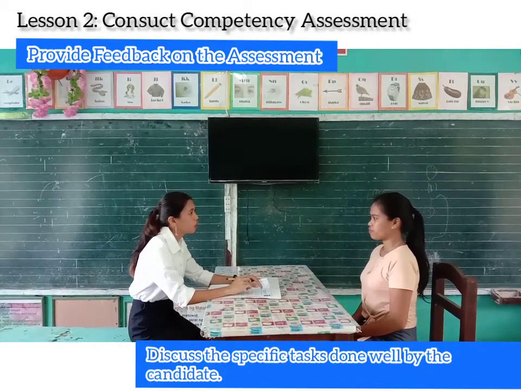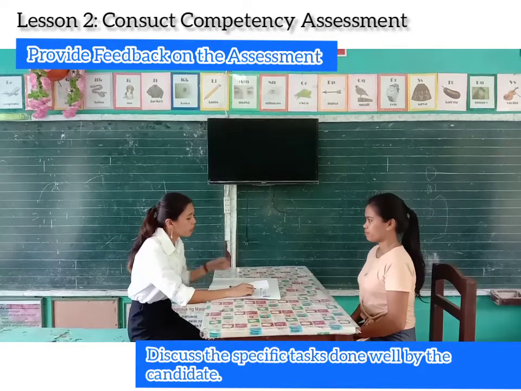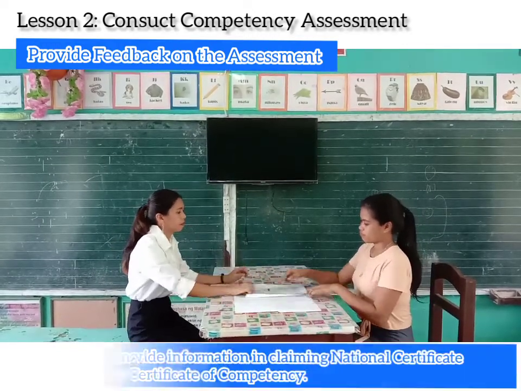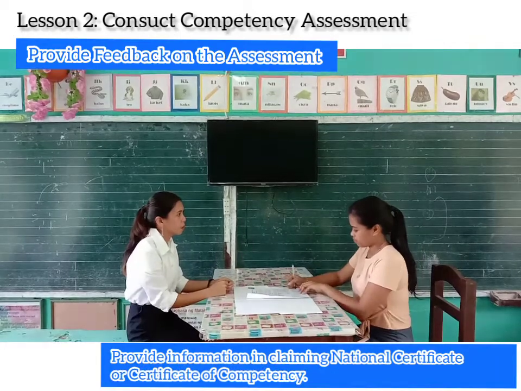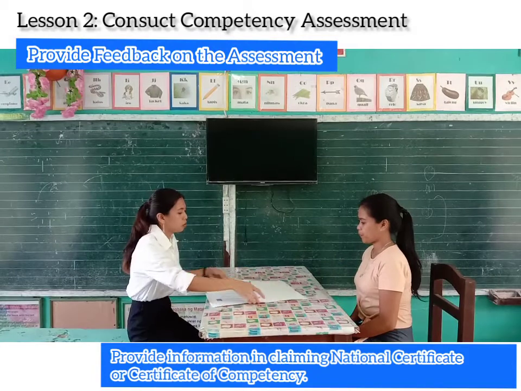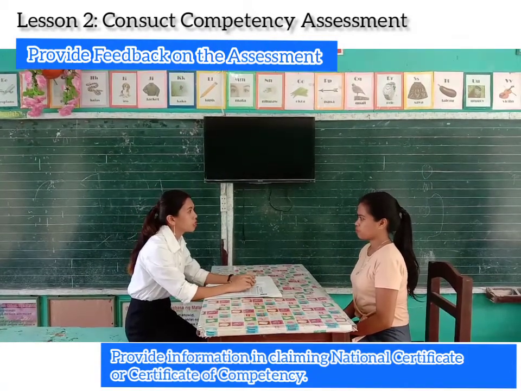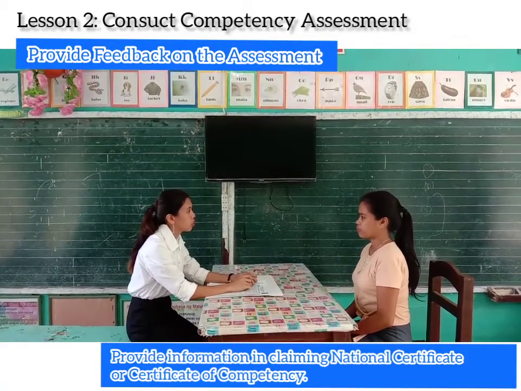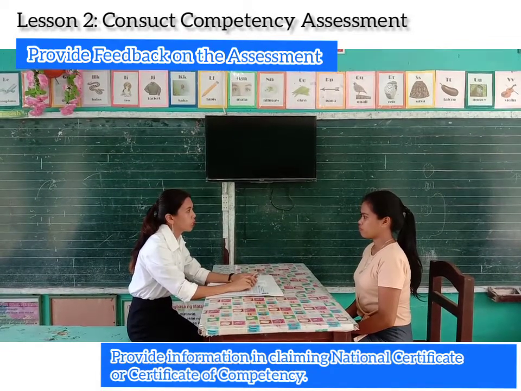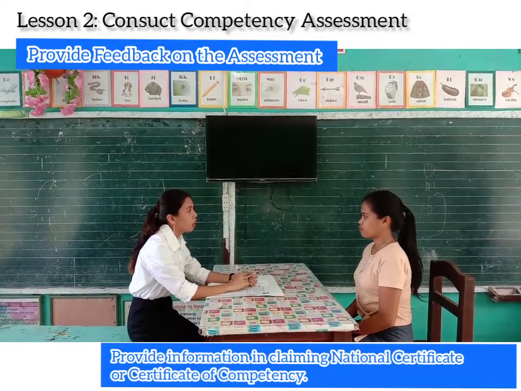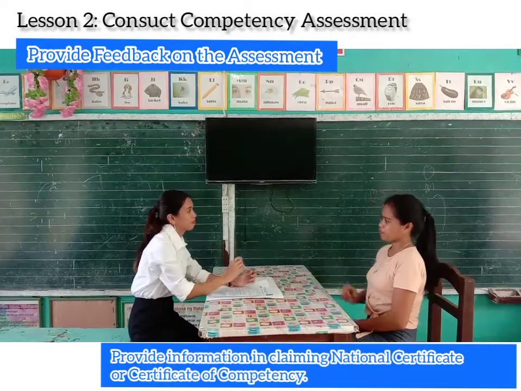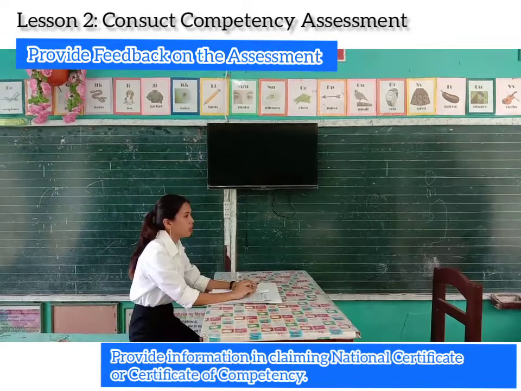I found out that you are already competent. Please sign the competency assessment receipt. Provide information in claiming national certificate or certificate of competency. So, for the issuance of the national certificate, the AC manager shall inform you where to claim your national certificate after 5 working days. In this regard, I would like to say congratulations.